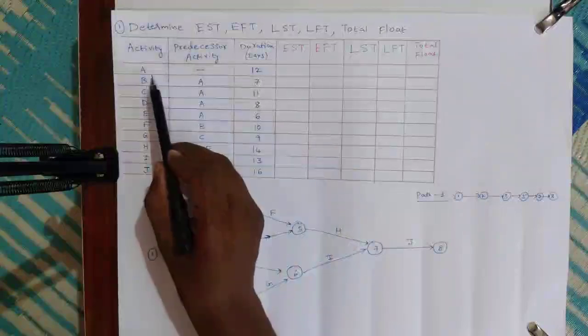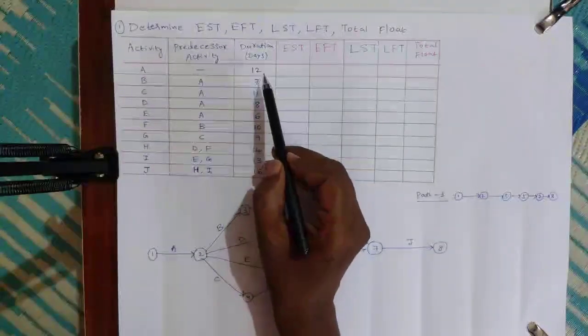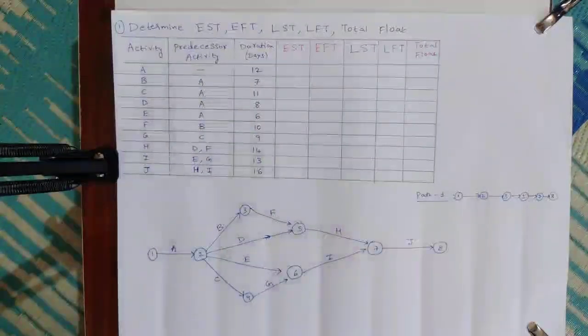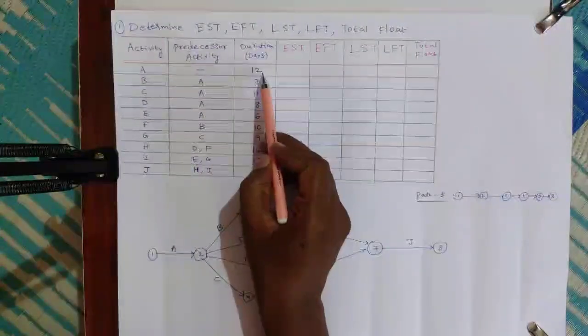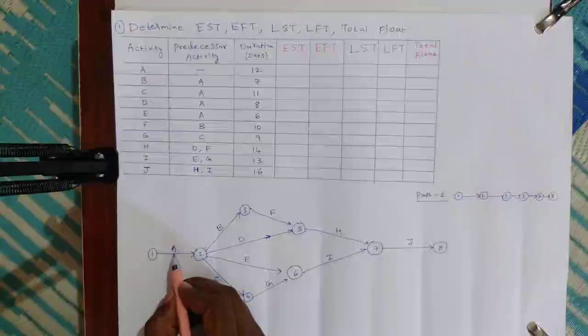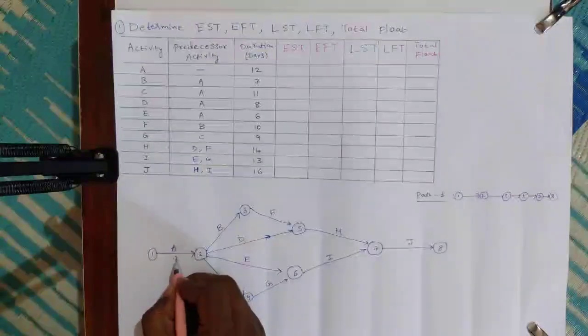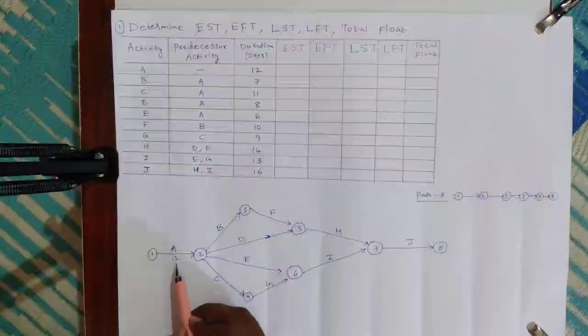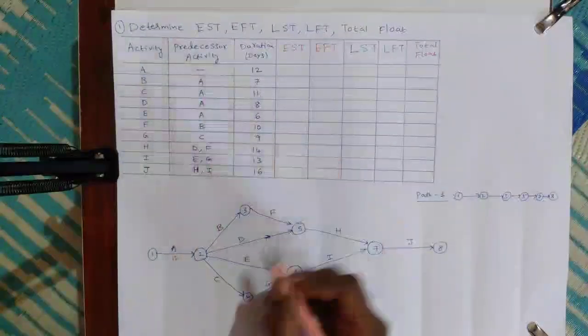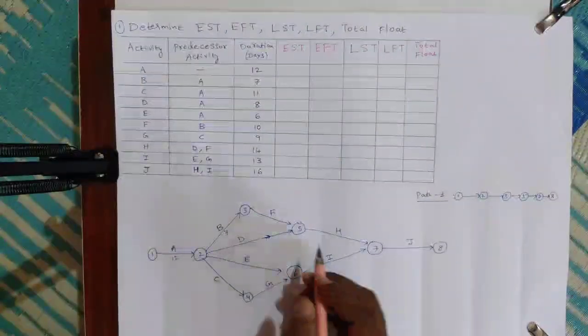And here for all the activities, duration is also given. If you see here, for activity A, 12 is the duration. That means for completion of activity A, 12 days is required. Similarly, for activity B, 7 is the duration.